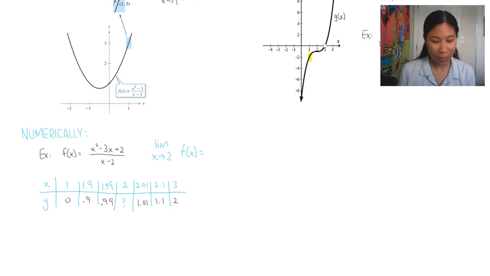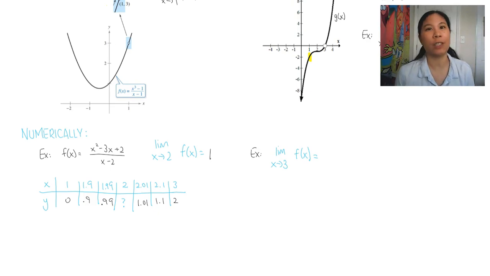So after plugging my numbers into f of x, these are the numbers I got for the y values. So taking a look at when x equals 2, it looks like the numbers are getting close to 1 as you approach 2 on both sides. So safe to say that the limit as x approaches 2 of f of x is going to be 1.